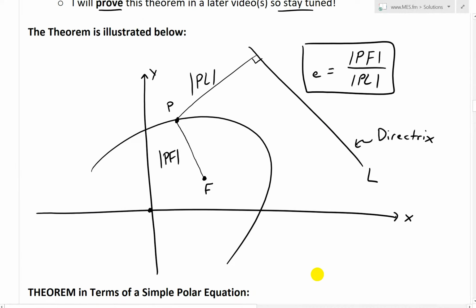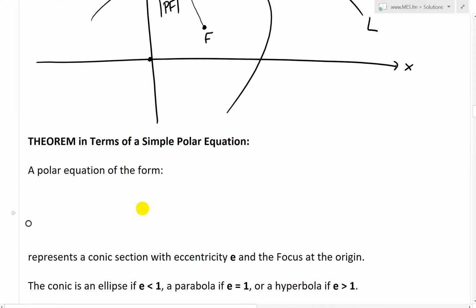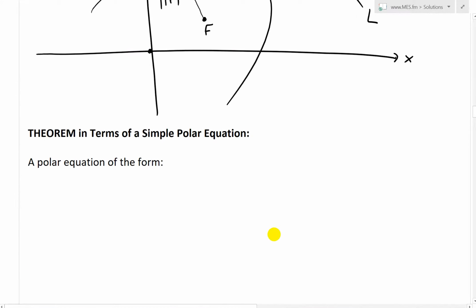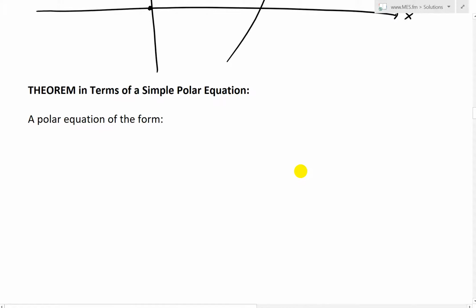And now the main motivation for this theorem is that it can write a conic, all three conics, in simple terms when written in polar coordinates or polar equation. So here's a theorem in terms of a simple polar equation. A polar equation of the form r equals ed over 1 plus or minus e cos theta, or if it's a vertical one, r equals ed over 1 plus or minus e sine theta.